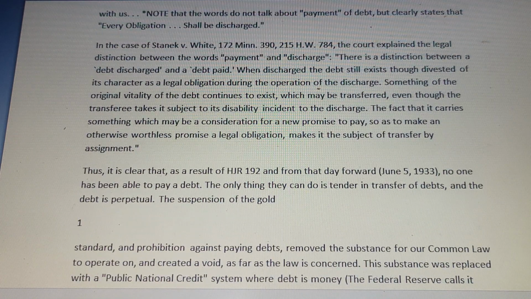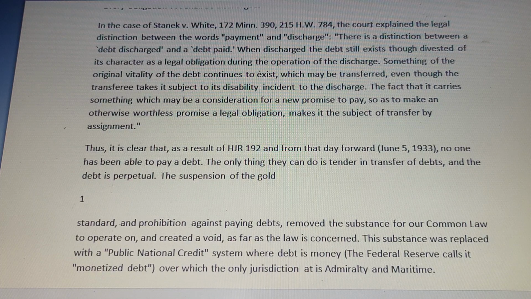In the case of Stanek versus White, 172 Minn. 390, 215 N.W. 784, the court explained the legal distinction between the words payment and discharge. There is a distinction between a debt discharged and a debt paid. When discharged, the bill still exists, though divested of its character as a legal obligation during the operation of the discharge. Something of the original vitality of the debt continues to exist, which may be transferred, even though the transferee takes it subject to its disability incident to the discharge.